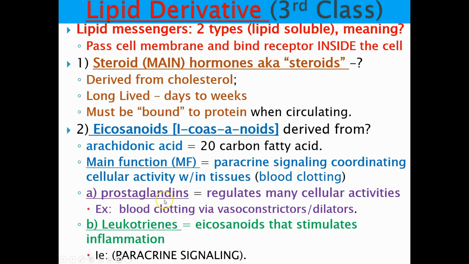So notice prostaglandins, blood clotting via vasoconstrictors, and then notice the leukotrienes. These are the eicosanoids that stimulate inflammation. This is the extent of what you need to know for eicosanoids. Know that they're paracrine signals, they're derived from something called arachidonic acid, and be able to recognize that these 2 chemicals are involved in the blood clotting process.